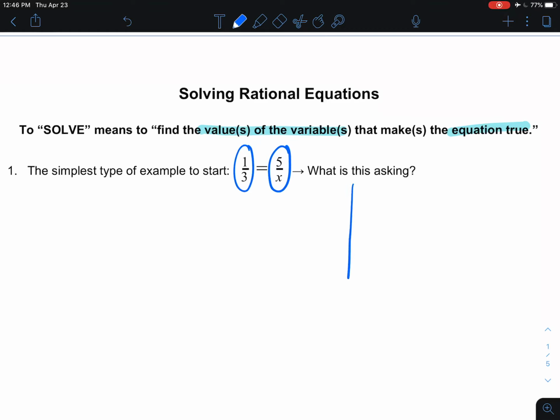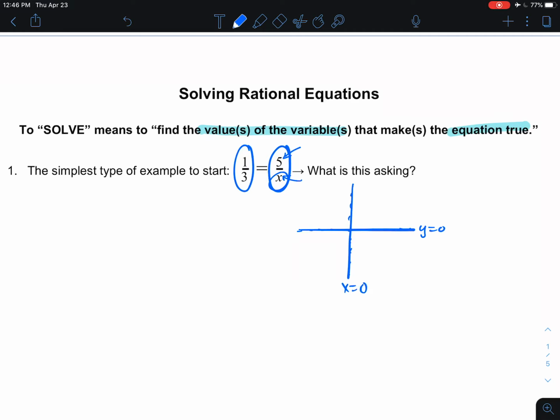If I were just to sketch this out, we know that 5 over x has a horizontal asymptote at 0 because the numerator is degree 0 and the denominator is degree 1. So the denominator has a higher degree than the numerator. So we know it has a horizontal asymptote at y equals 0. And we also know it has a vertical asymptote wherever the denominator is 0. And that happens when x is 0. So we have a vertical asymptote here.